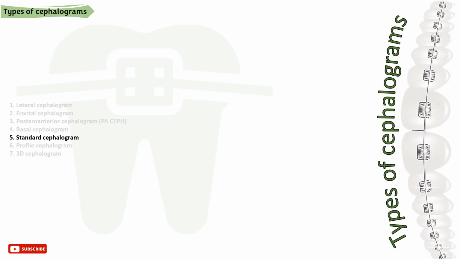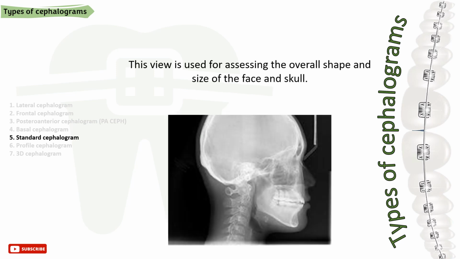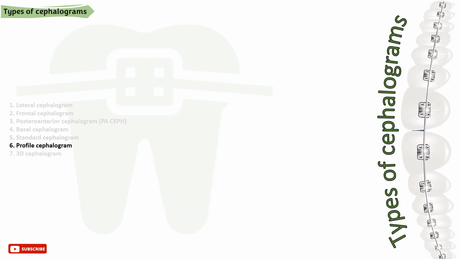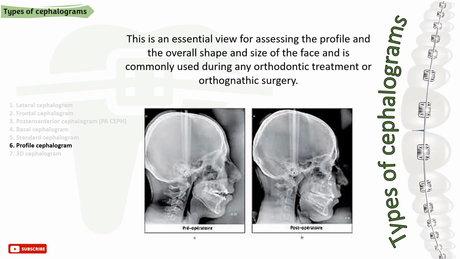Number 5, the standard cephalogram, which is the same as the view of the lateral cephalogram. It is used to assess the overall shape and size of the face and the skull. Number 6, profile cephalogram. This is an essential view for assessing the profile and the overall shape and size of the face and is commonly used during any orthodontic treatment or orthodontic surgery.